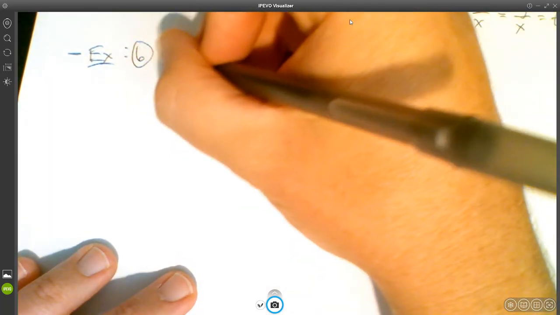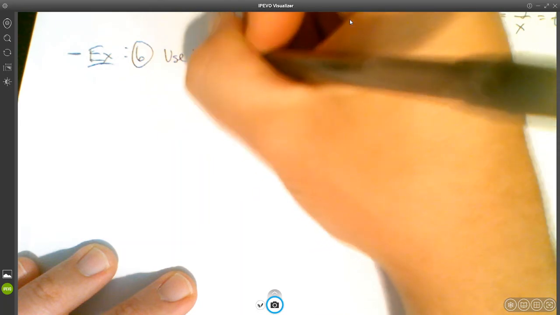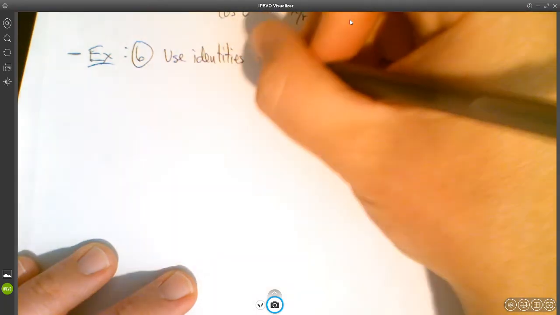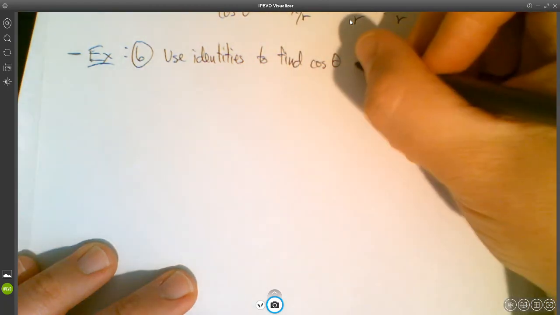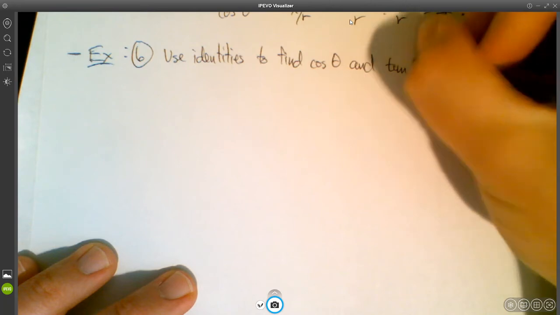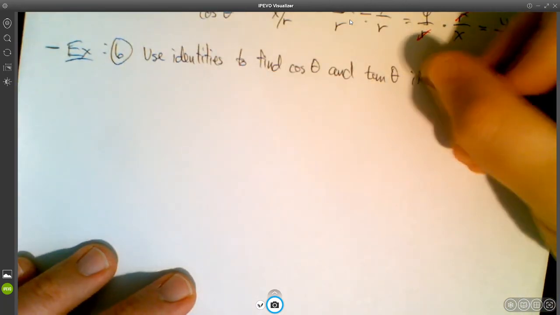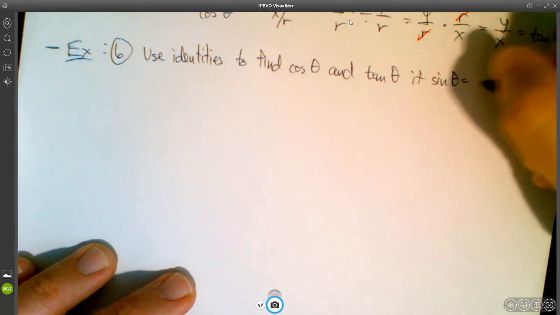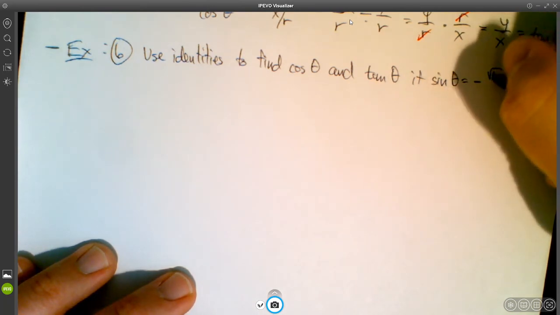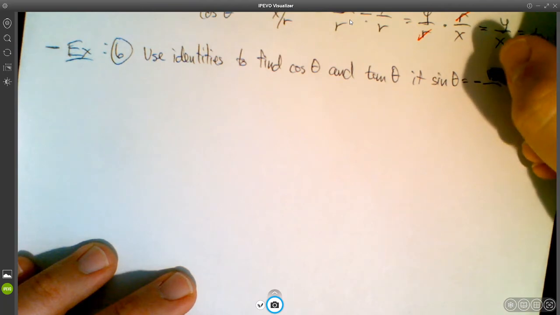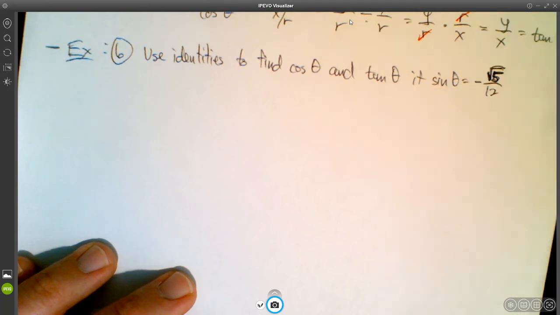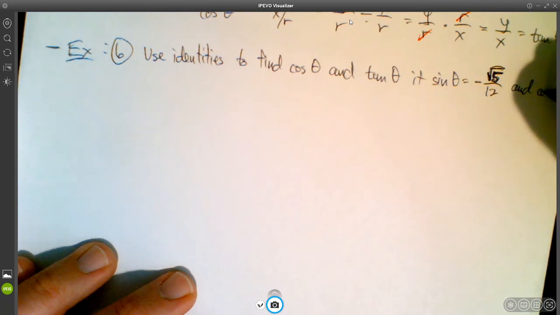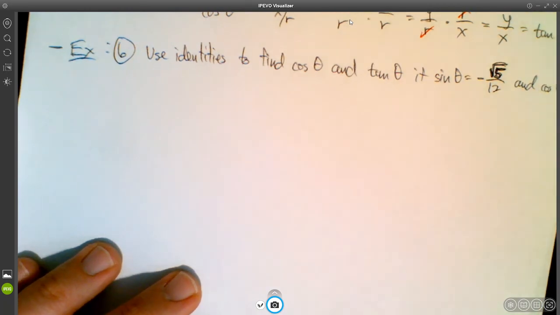So let's use identities to find cosine theta and tangent theta if sine theta is negative 5/12, sorry, negative root 5 over 12. So sine theta is negative root 5 over 12, and cosine theta is less than 0.